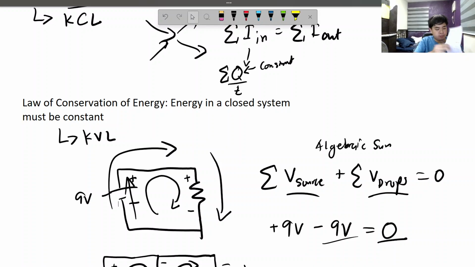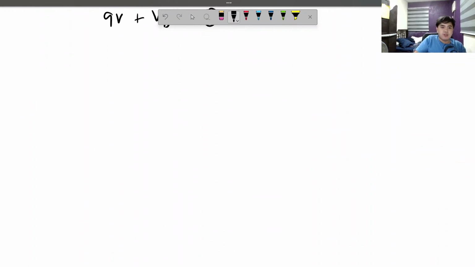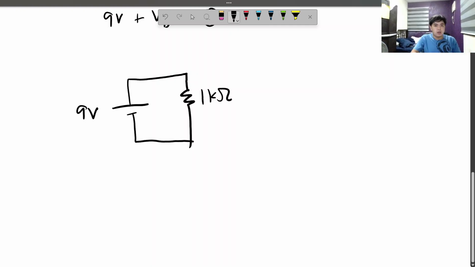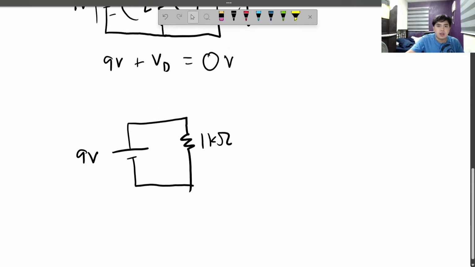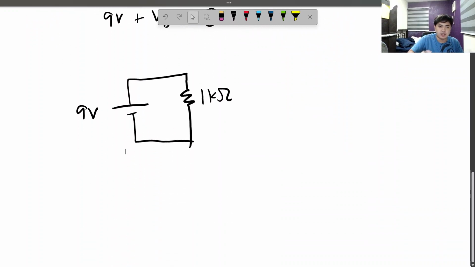Hold on. Let's draw a sample series circuit, a very simple series circuit with only one resistor. Let's say this is 9 volts, this is 1 kilo to keep the current low. Okay, so this is a loop, and Kirchhoff's voltage law works on loops like this and this and this. That's because KVL works in series like this one, so it should work on this.